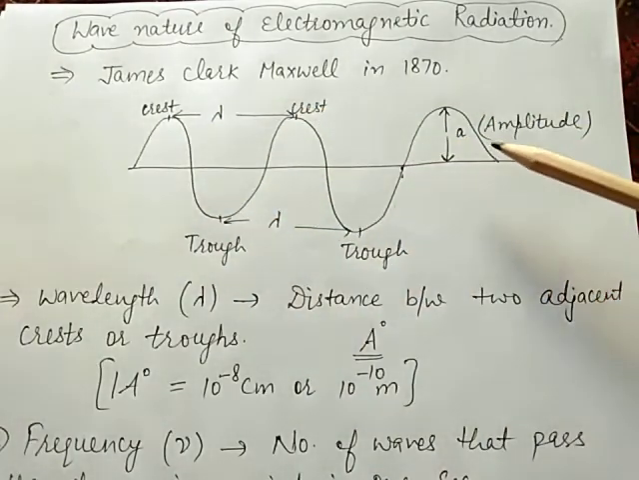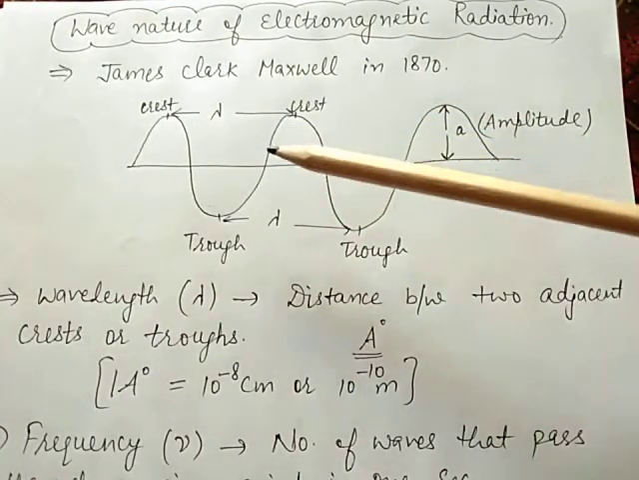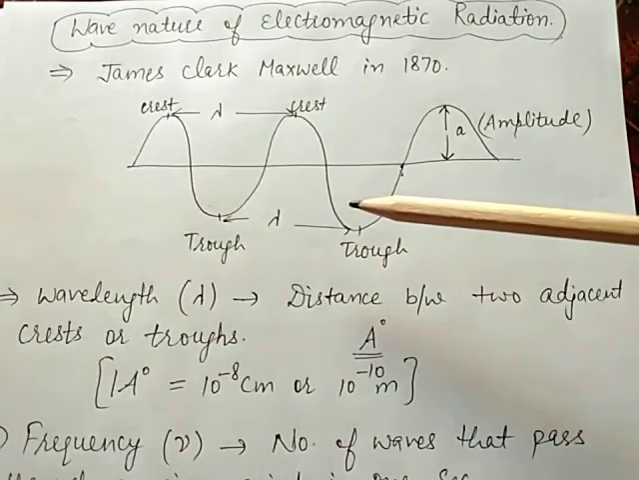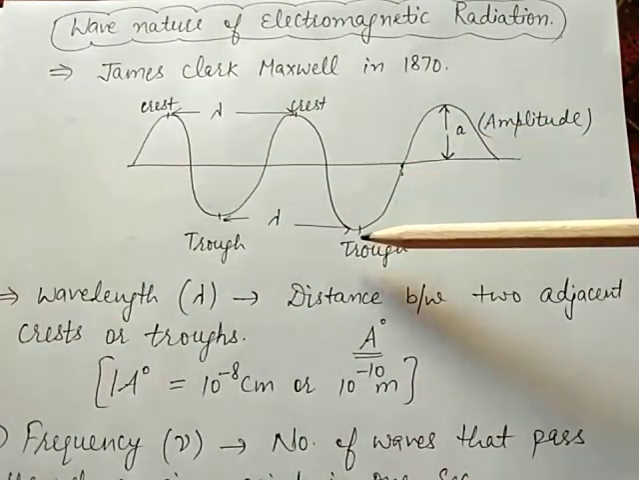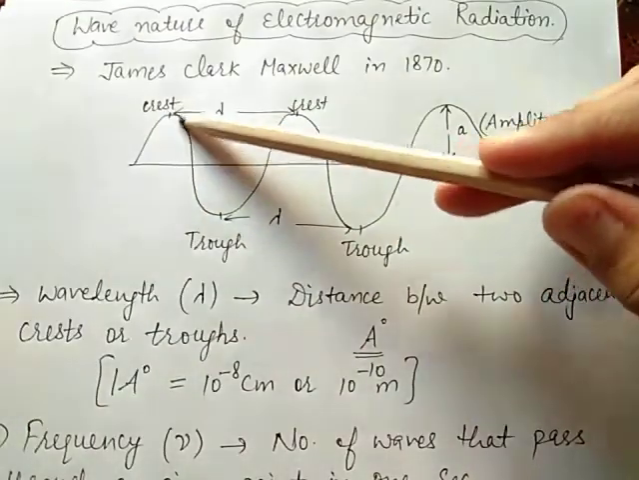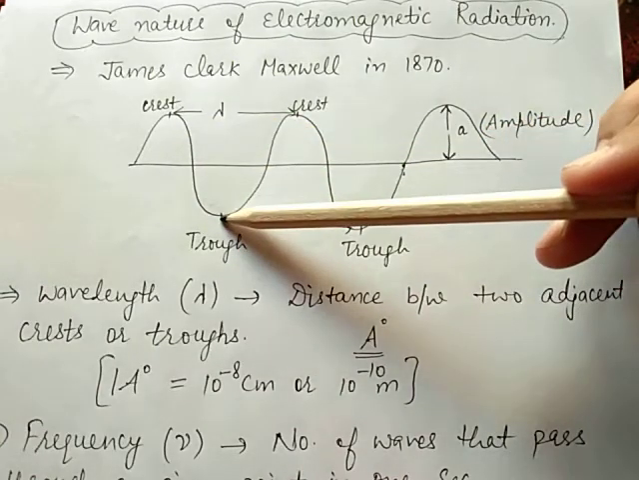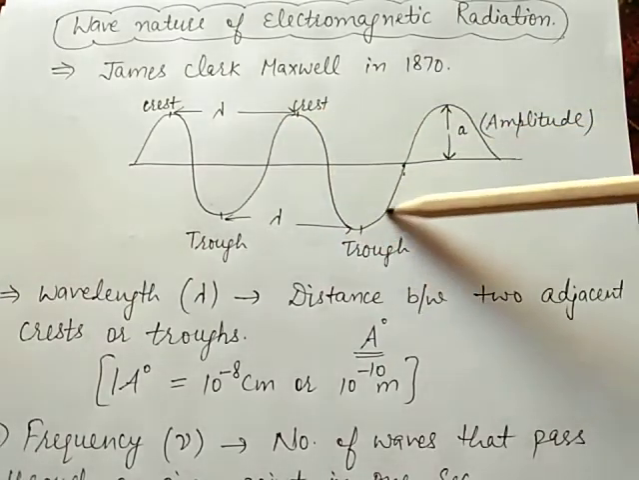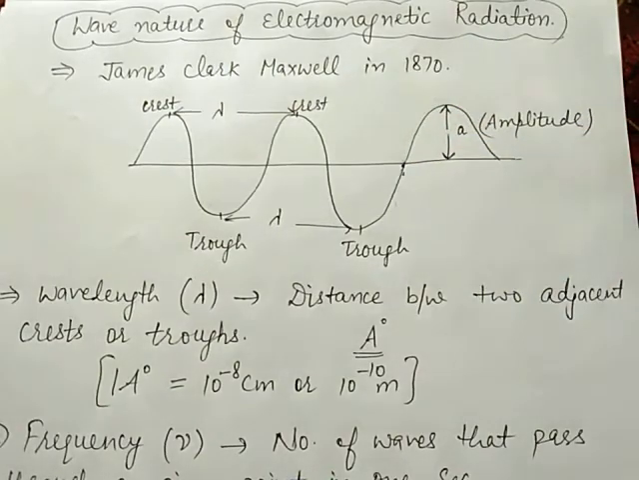What do you mean by wave? Wave is the disturbance that originates from some vibrating source and travels outwards as a continuous sequence of alternating crest and trough. This is called a wave. This point is the crest, second is the trough. This is one wave. After that, second wave, crest, trough. Completed second wave. Third wave, and like this.